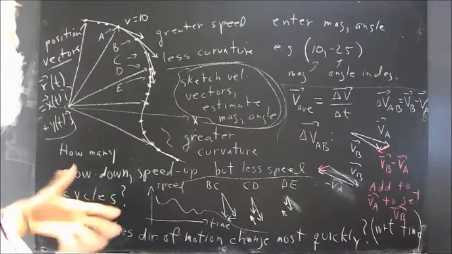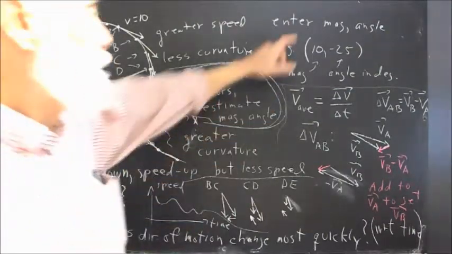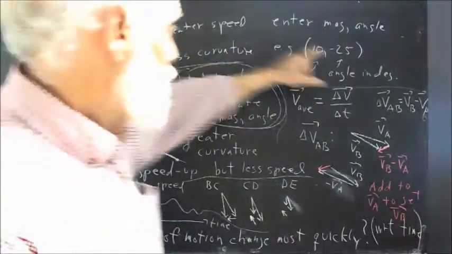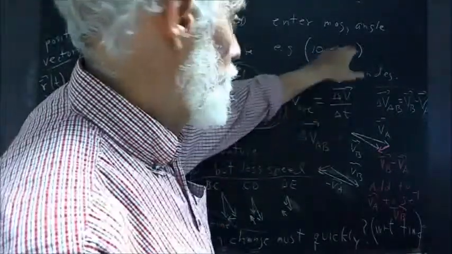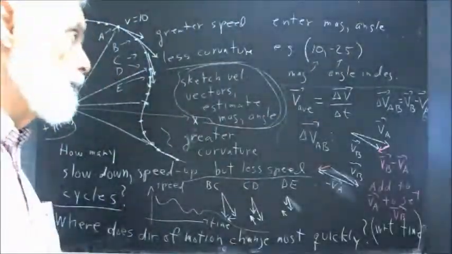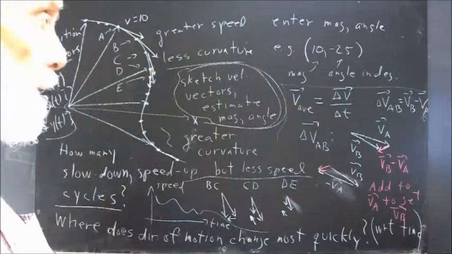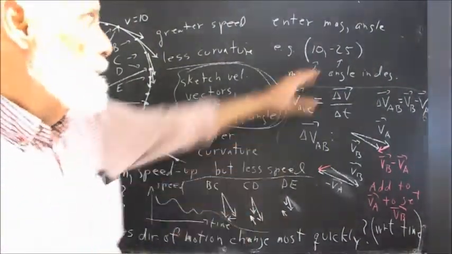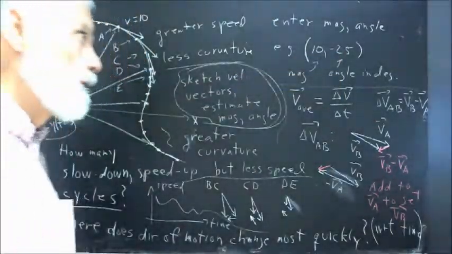I asked the class to enter the magnitude and angle of each of those vectors. The first one may be of magnitude 10 at what looked like maybe 25 degrees, angle in degrees rather than radians in this case, for no particular reason except degrees are easier for most people to estimate. And people came up with reasonably good estimates.